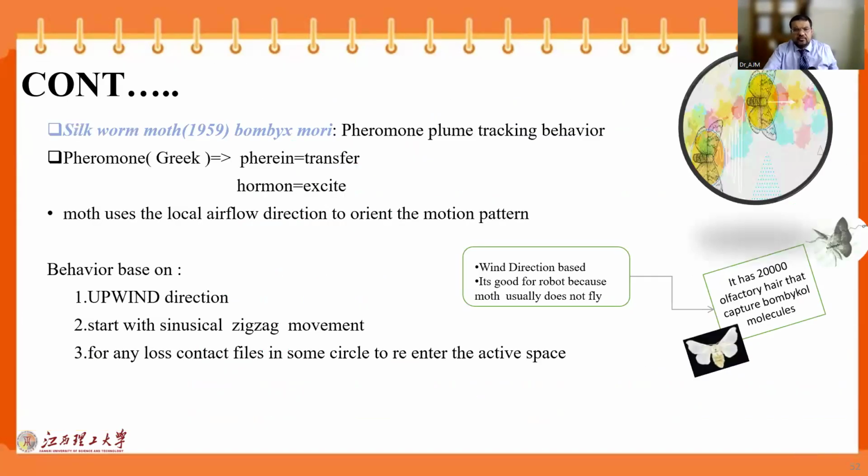As I told you, in nature, silkworm moths, or Bombyx mori, are one of the best examples that can do plume tracking. They have 20,000 olfactory hairs with which they sense the pheromone, and then they can find the mate. When scientists studied this, they saw that the moths go with the direction of the wind and always move in the upwind direction, and then they do some zigzag movement, and when the odor is cut, they again track the odor and move on with the zigzag movement.